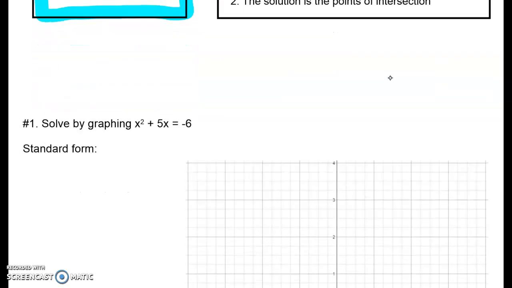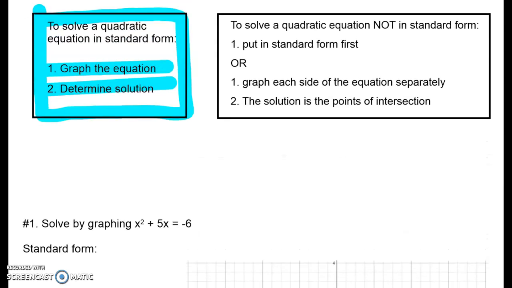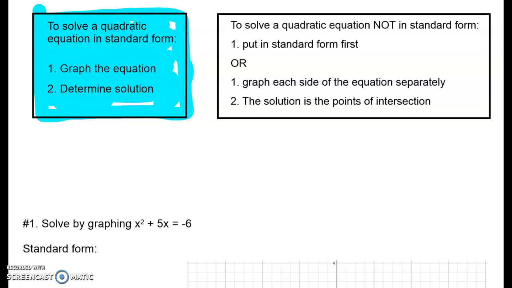So let's solve this first quadratic equation. What was the first step in this aqua colored box?